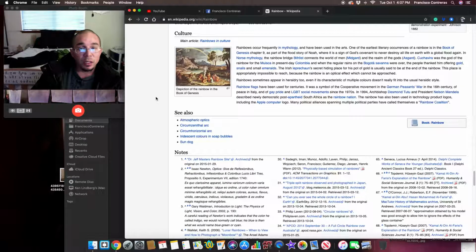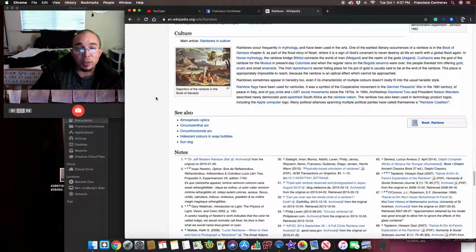Chibchachum was the god of the rainbow of the Muisca in present-day Colombia, and when the regular rains in the Bogota savanna were over, the people thanked him, offering gold, snails, and small emeralds. The Irish leprechaun's secret hiding place for his pot of gold is usually said to be at the end of the rainbow. This place is appropriately impossible to reach because a rainbow is an optical effect which cannot be approached.